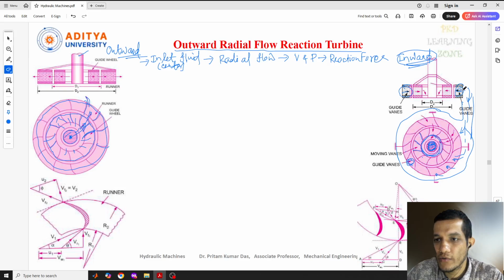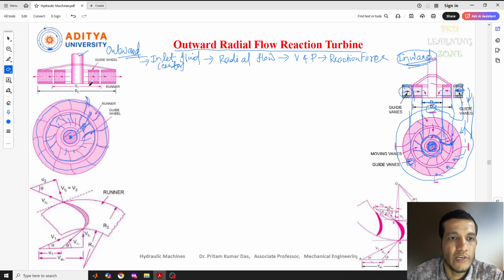Now we can see the diagram also. The guide vanes are outside, and this is our runner part. The runner has an outer diameter and an inner diameter. You can see the inlet of the blade is at the outer diameter, that is D1, and the outlet of the blade is at the inner diameter, D2. This is for the inward radial flow.